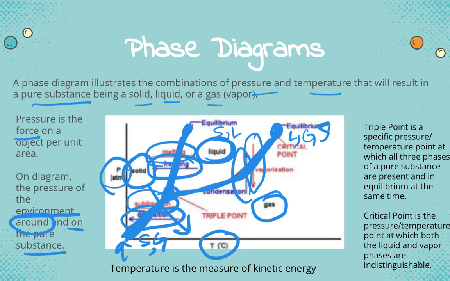Where the three lines meet is called the triple point. This is a specific pressure and temperature where all three phases, solid, liquid, and gas, exist in equilibrium at the same time. The critical point is the pressure and temperature at which both the liquid and the vapor phases are indistinguishable. The critical point is right here at the top of that line.